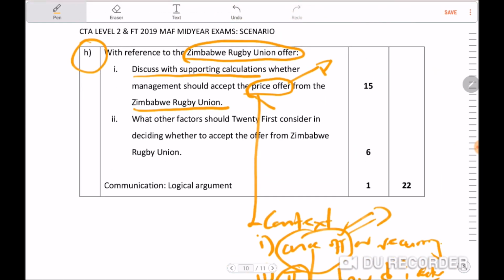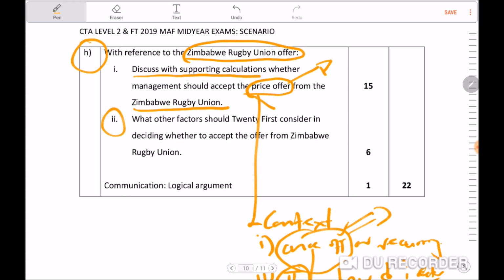So in conclusion, H1 wanted you to be able to say, for me to determine whether the price offer is fair, what should I calculate? Am I going to make a profit? But which profit? Contribution. Why? Because this is a short-term decision. Fixed costs are irrelevant. So I'm more worried about the variable costs I'm going to incur in servicing this contract, which is why we wanted you to determine the contribution.